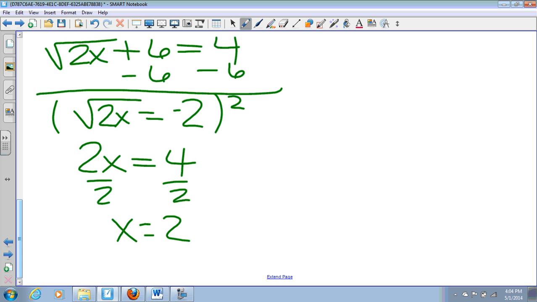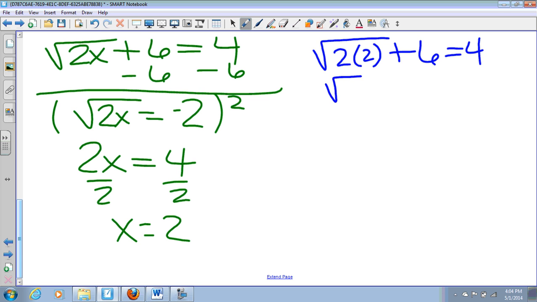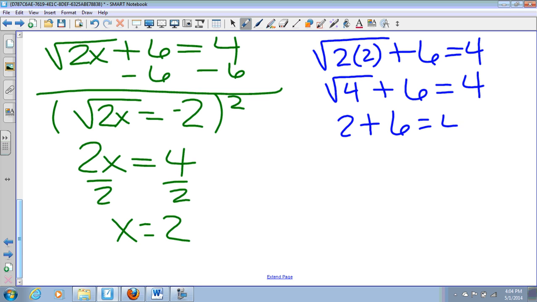Then we're going to go back to our original equation. The square root of 2 times 2 plus 6 equals 4. 2 times 2 is 4, so the square root of 4 plus 6 equals 4. 2 plus 6 equals 4. No, so that is a no solution.